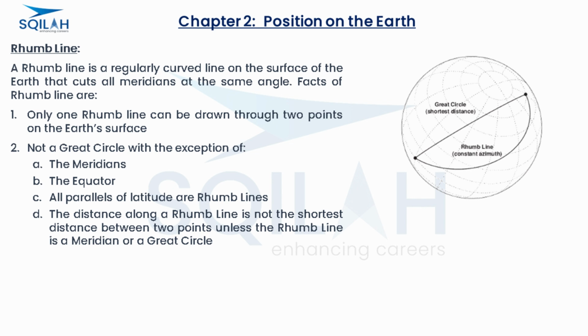Rhumb line. A rhumb line is a regularly curved line on the surface of the Earth that cuts all meridians at the same angle. Facts of rhumb line are: A. Only one rhumb line can be drawn through 2 points on the Earth's surface. B. It is not a great circle with the exception of the meridians and the equator. C. All parallels of latitude are rhumb lines. D. The distance along a rhumb line is not the shortest distance between 2 points unless the rhumb line is a meridian or a great circle.